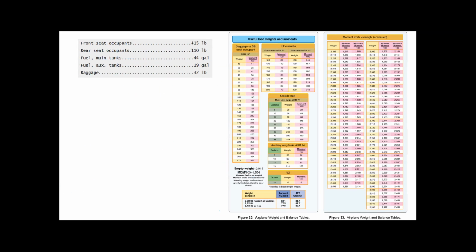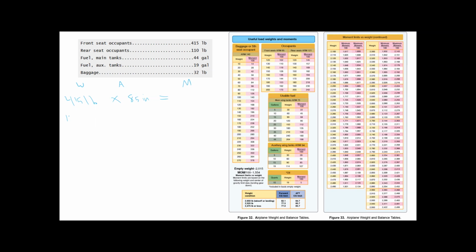All right, so let's try another one. So we basically have the same charts on the right side here, and we're going to use a different loadout. So our front seat occupants, 415 pounds. So again, we're using that weight times arm equals the moment. So our weight is 415 pounds. Our arm for our front seat occupants, that's 85. So 85 inches is going to equal some moment. We will calculate that in a minute.